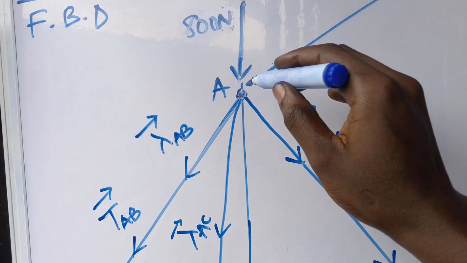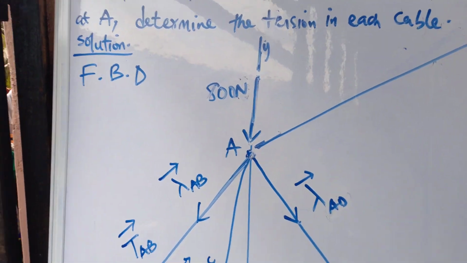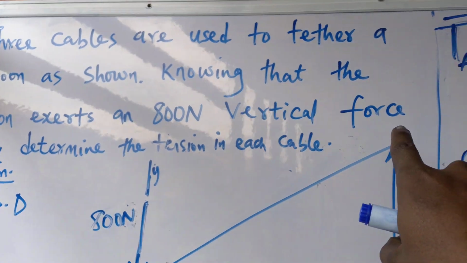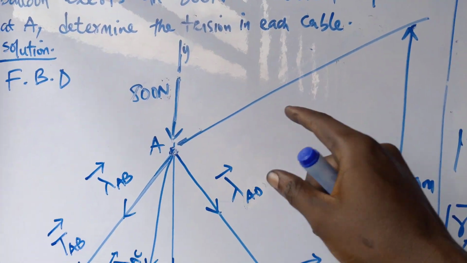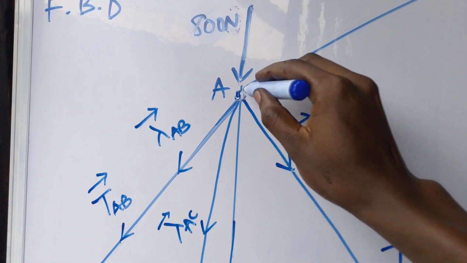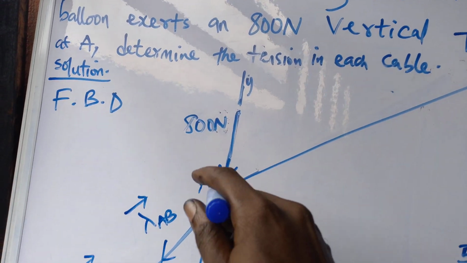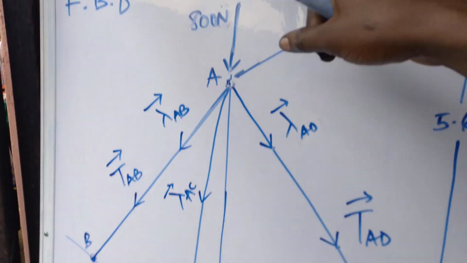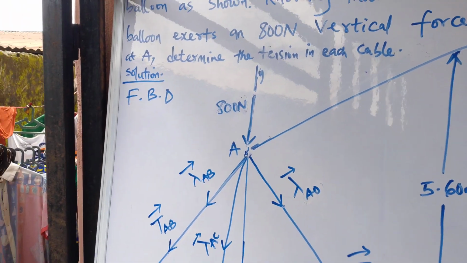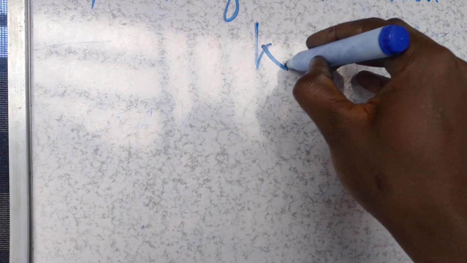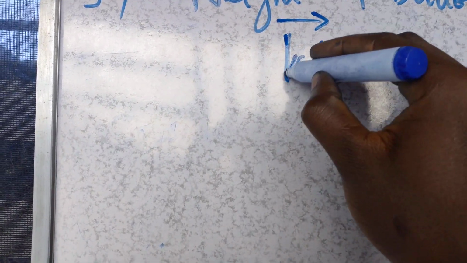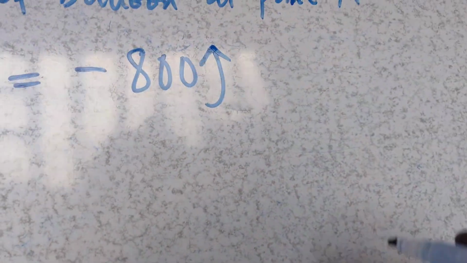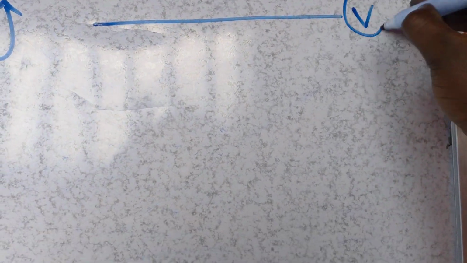Observe here at point A. We are looking at the weight of the balloon. We are told that the balloon exerts an 800 Newton vertical force at A. And I told you that the weight of a body must act vertically downwards. So it's acting down like this, which will be minus 800 J, since it is going down; if it's up, it's plus J. So the vector W will equal minus 800 J. I can call this one equation 5.